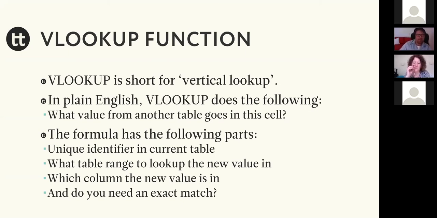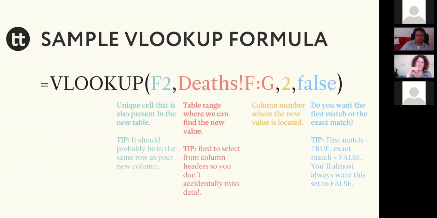Okay. The formula itself is comprised of a unique identifier in the current table, what the table range to look up the value in is, which column the new value is in, and whether or not you need an exact match or the first match. And this is an example of what that formula looks like.